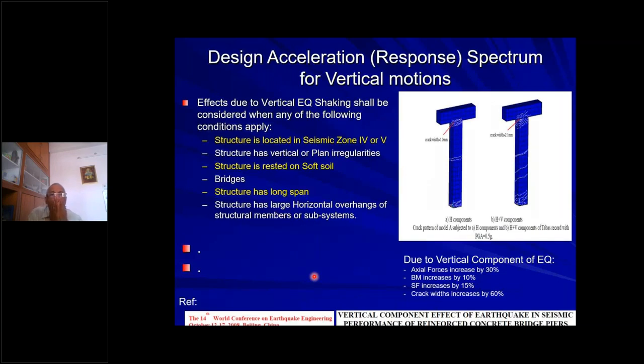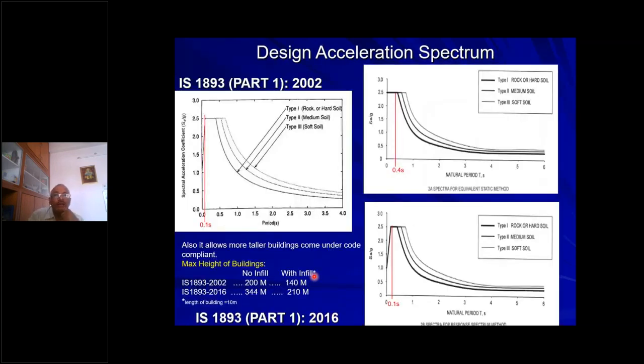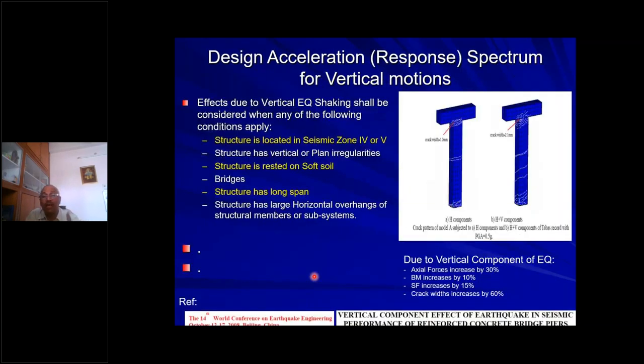Now, whatever response spectrum I have shown in this, they are the horizontal motions, the horizontal effects of the earthquakes. But what happens whenever there is a vertical motion? Most of the cantilevers experience the vertical motion, and because of other forms of waves like Love waves, Rayleigh waves, etc., there are going to be vertical motions, particularly in bridge piers. So what is the design acceleration spectrum that is to be used for the vertical motion compared to the horizontal motion? Normally, this vertical earthquake shaking shall be considered when the structure is located in seismic zone 4 and 5.